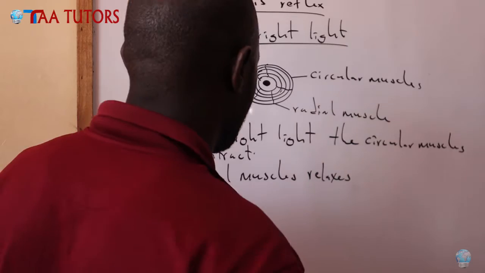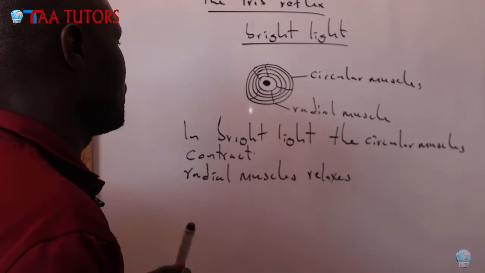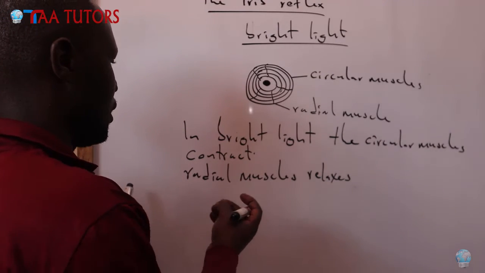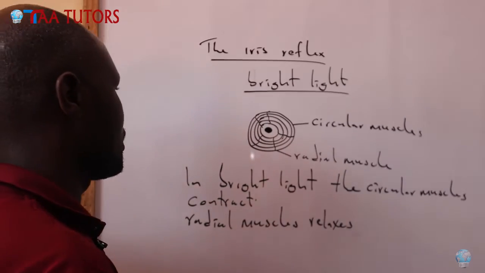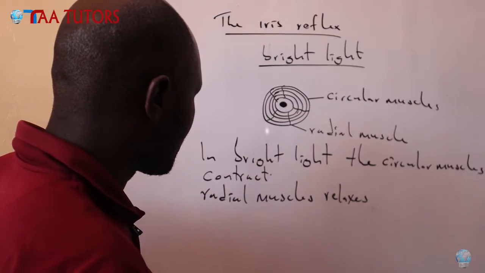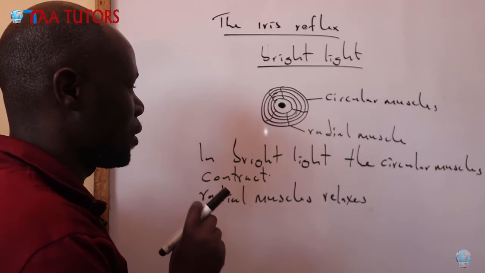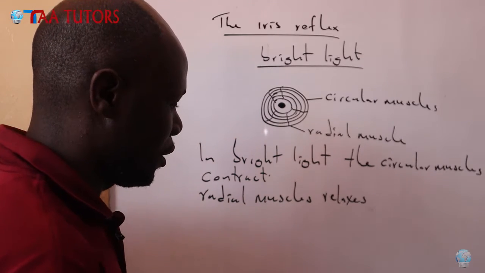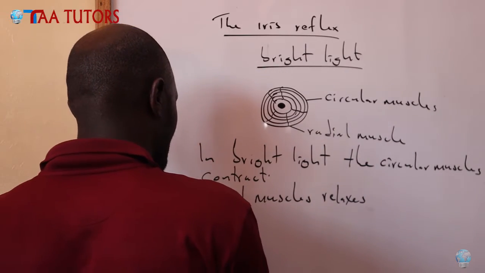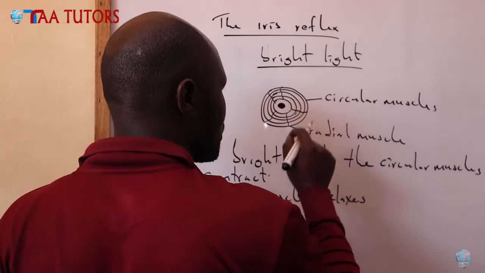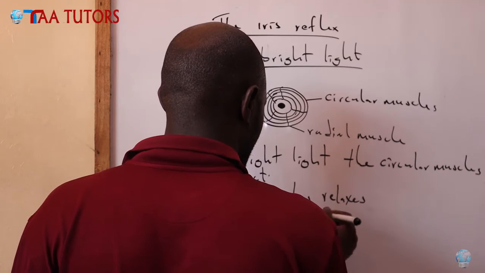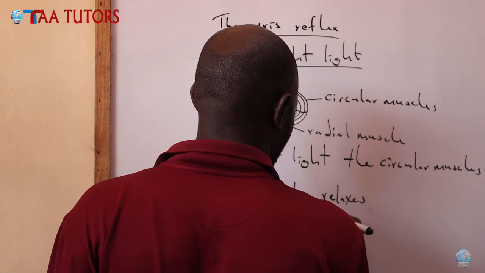So these are the events. This is what is actually happening. Circular muscles are contracting and therefore they are shortening. And then the radial muscles will relax in this particular situation. So when these two behaviors come in, this is going to make the size of the pupil become small, what we are calling constrict. Remember, the pupil is the hole through which the light is passing. So we can say the pupil constricts, which means it becomes small.